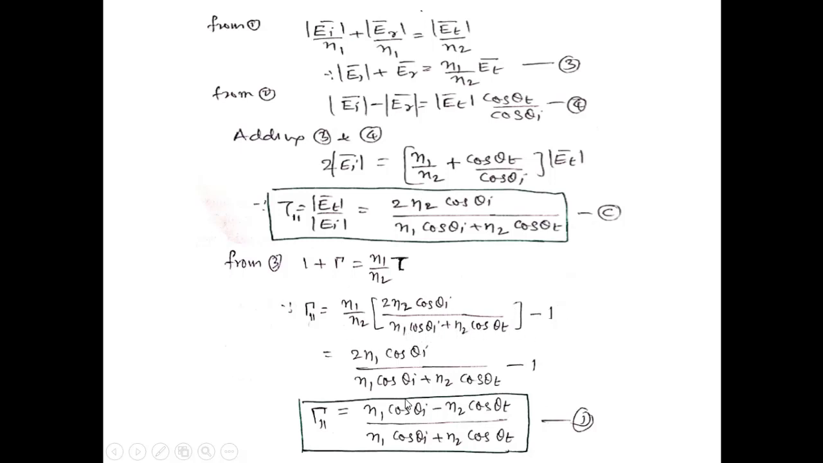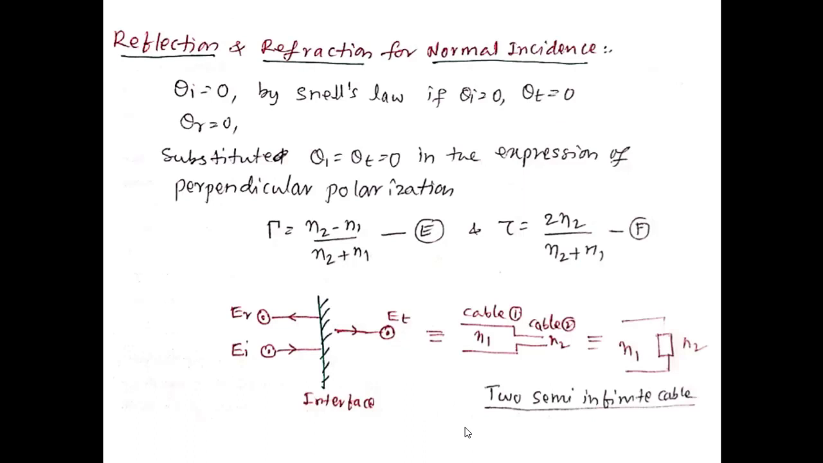Close the bracket, minus 1. After simplification, we will get, for parallel polarization, gamma is equal to (eta 1 cos theta i minus eta 2 cos theta t) divided by (eta 1 cos theta i plus eta 2 cos theta t). So, reflection and refraction for normal incidence.